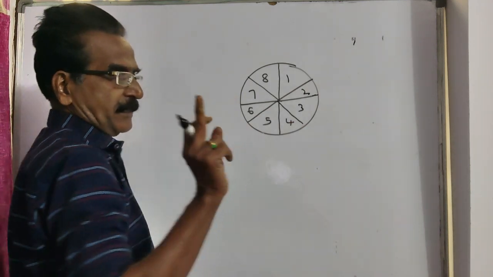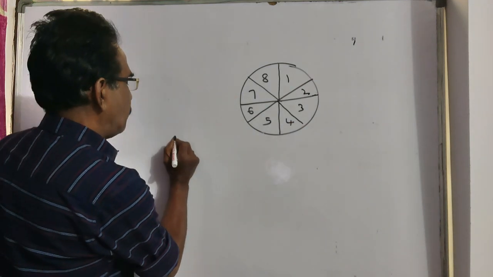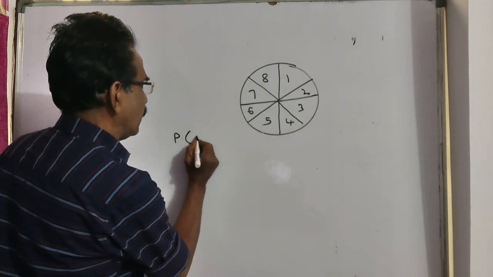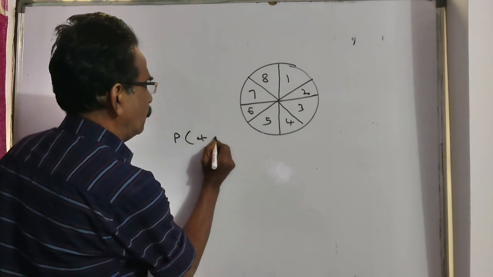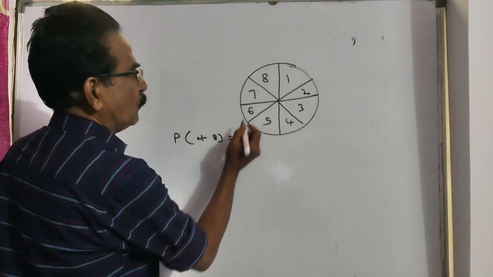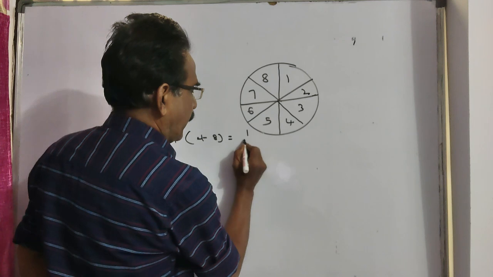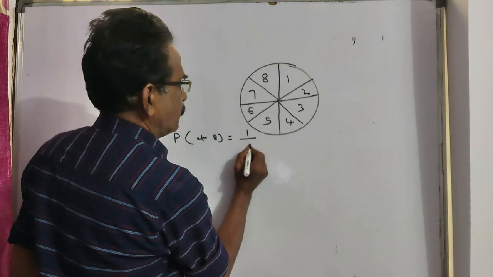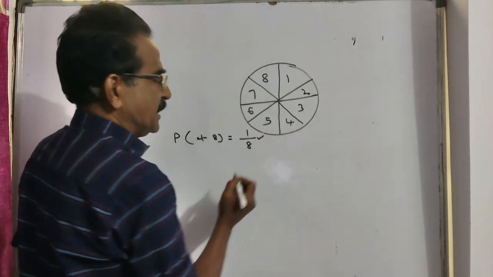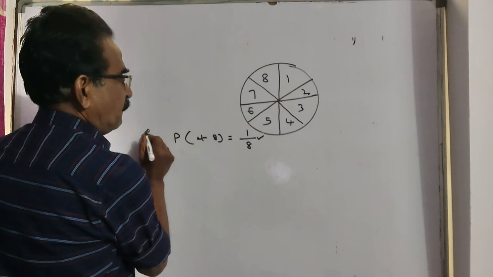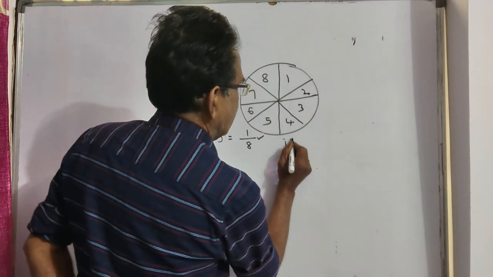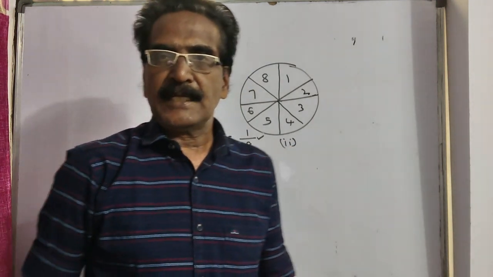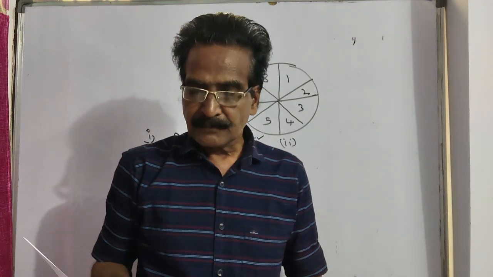Sir, how many 8s are there? Only one 8 is there. So, probability of resting at 8 is equal to favorable outcomes 1, by total number of outcomes 8. 1 by 8 is the required probability for the first question, friends. Let us take the second one.